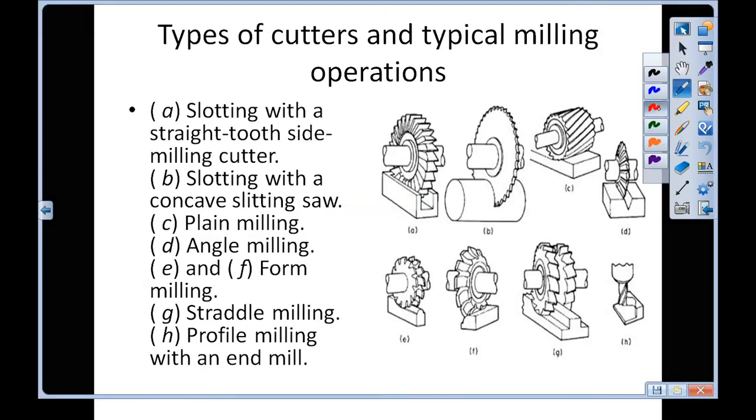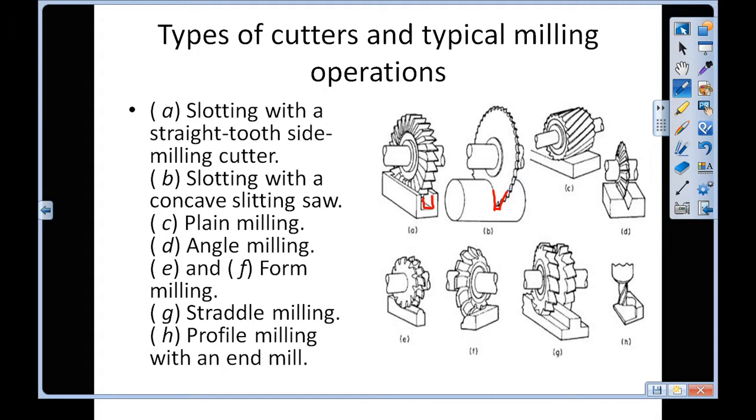So here are some types of milling operation and types of milling cutter. The first one is the slotting operation. This one is the slotting operation with a straight tooth side milling cutter. And the second one is the concave slitting operation.